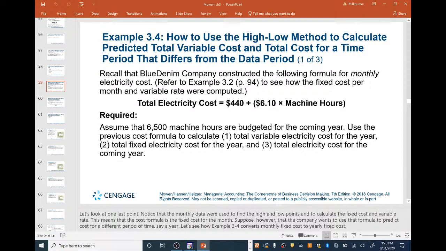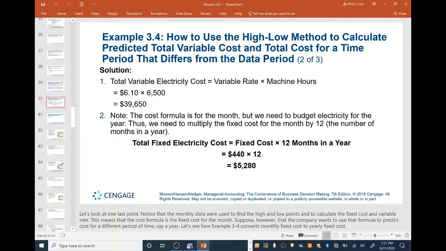So now let's assume that 6,500 machine hours are budgeted for the coming year. Okay. So notice this is dealing with an annual period. The last one was dealing with the month of October. So now we're dealing with a whole annual period. So assume that 6,500 machine hours are budgeted for the coming year, not month, year. Use the previous cost formula to calculate total variable electricity cost for the year, total fixed electricity cost for the year, and total electricity cost for the coming year. Okay?